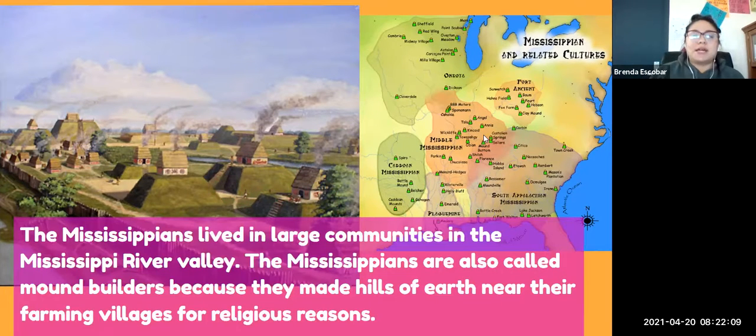Okay. It says right here, these Mississippians lived in large communities in the Mississippi River Valley. The Mississippians are also called mound builders. Mound is just another way to say hills, right? Because they made hills of earth near farming villages for religious reasons, right? And I just told you guys the religious reason. Okay.